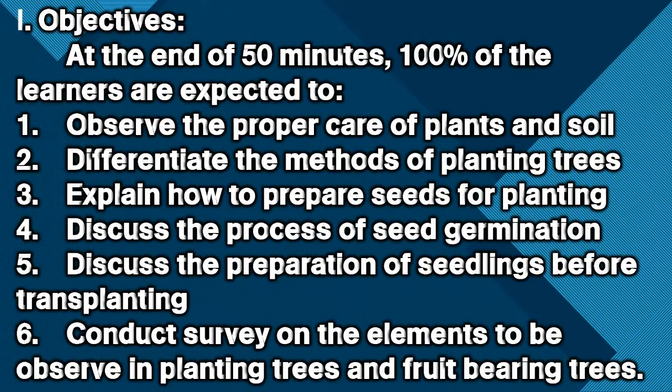Objectives. At the end of 50 minutes, 100% of the learners are expected to: 1. Observe the proper care of plants and soil. 2. Differentiate the methods of planting trees. 3. Explain how to prepare seeds for planting. 4. Discuss the process of seed germination. 5. Discuss the preparation of seedlings before transplanting. 6. Conduct a survey on the elements to be observed in planting trees and fruit-bearing trees.